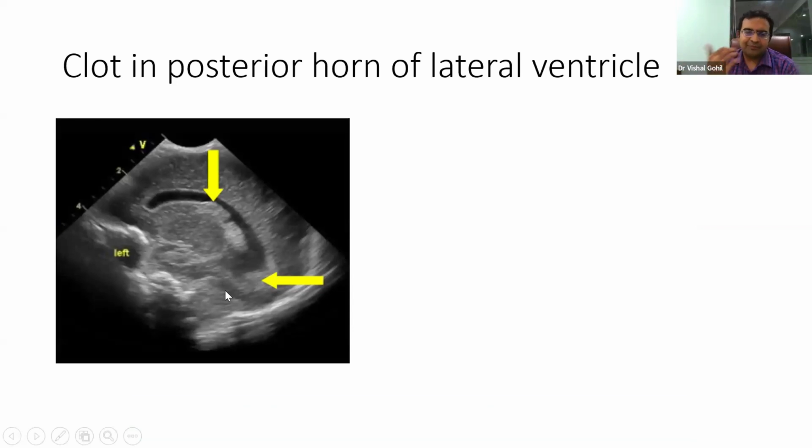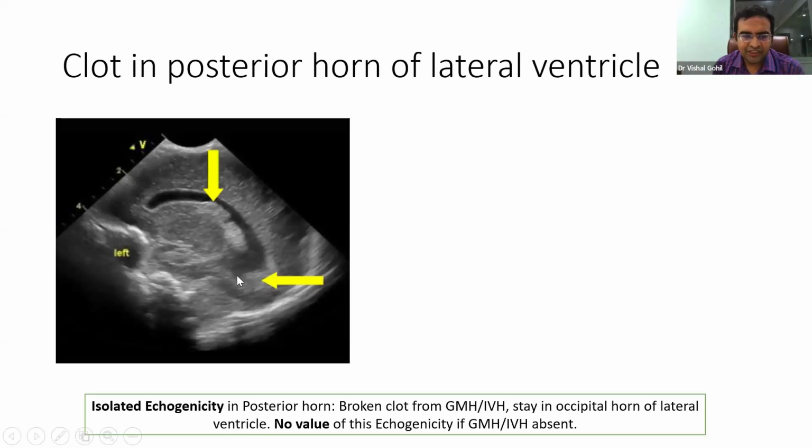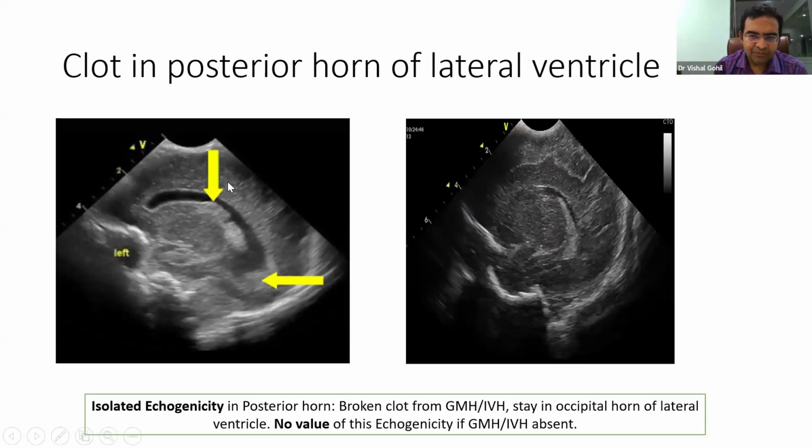Again, is it part of the IVH or is it an artifact? Because sometimes in the occipital region of the lateral ventricle, we can see lots of bright artifact, which we confuse as a bleed. Again, same thing, we need to see if it is associated with bleeding in other parts of the lateral ventricle, then it is part of the IVH, which we call isolated echogenicity. Like in this one, you can still see some echogenicity over here, but it is not associated with bleeding. So there is no value to that echogenicity, and that might be your artifact.